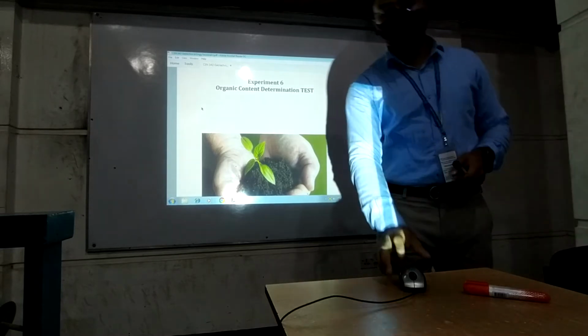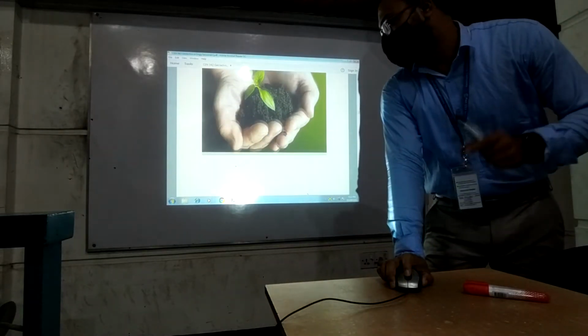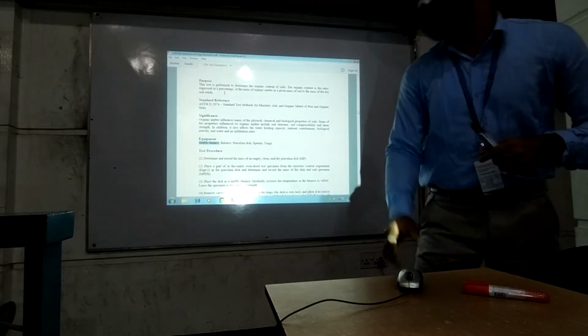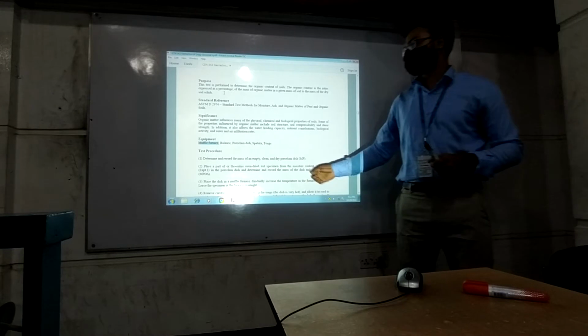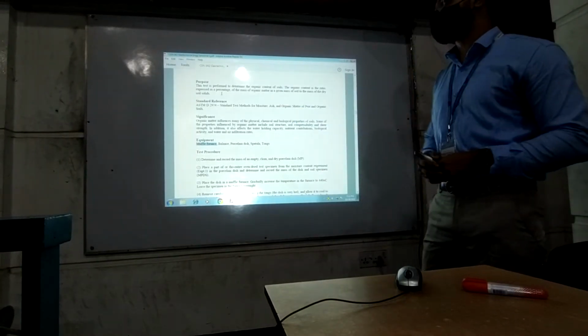We already determined the moisture content, so from that soil specimen we can use this on this test also. We will gradually know about this in the test procedure. Now we will know about the purpose. What is the purpose of this test?